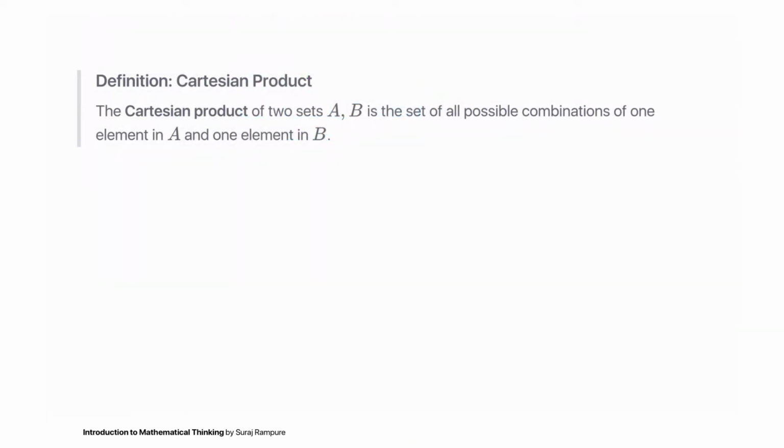The last set operation we're going to look at is the Cartesian product. We say the Cartesian product of two sets A and B is the set of all possible combinations of one element in A and one element in B. There's not really a nice picture I can draw for this, but instead let me write out an example. Let set A be 1, 2, and 3, and set B be x, y, and z.